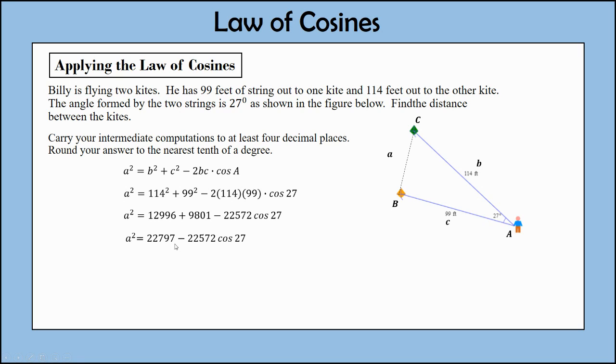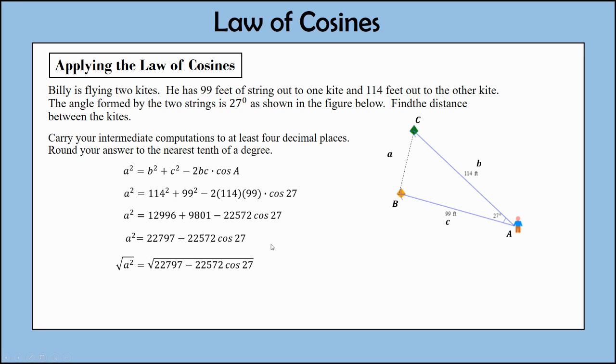22,797. Now at this point, I'm going to isolate my a. I don't want to find the cosine of 27, multiply it by this number, and then subtract that from the 22,797 and solve it that way. I'm going to do all of these calculations at once. What we want to find out is what a is. A is being squared. The inverse of squaring is to take the square root. So I'm just going to take the square root of both sides. I know the square root of a squared is a. That'll be my answer.